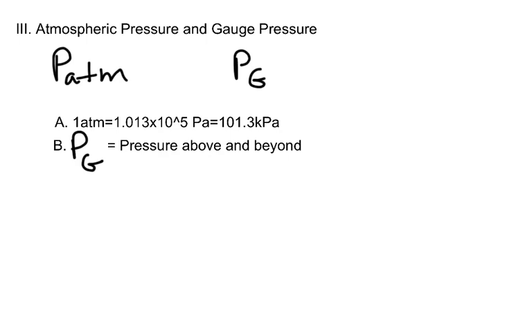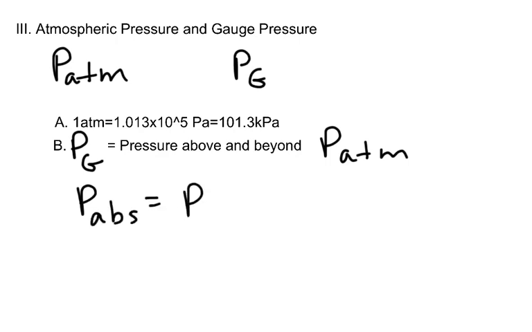Now, gauge pressure, or P sub G, is like when you are measuring the pressure in a tire. That's the pressure above and beyond atmospheric pressure. So if we wanted to find something called absolute pressure, which I call P sub ABS, you also have to consider your atmospheric pressure plus your gauge pressure to find the total or absolute pressure.